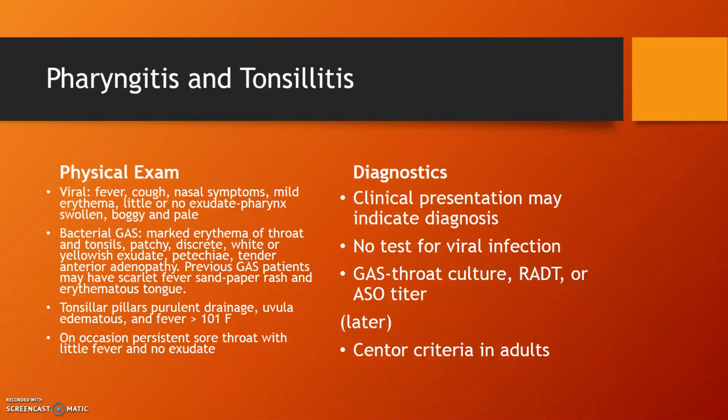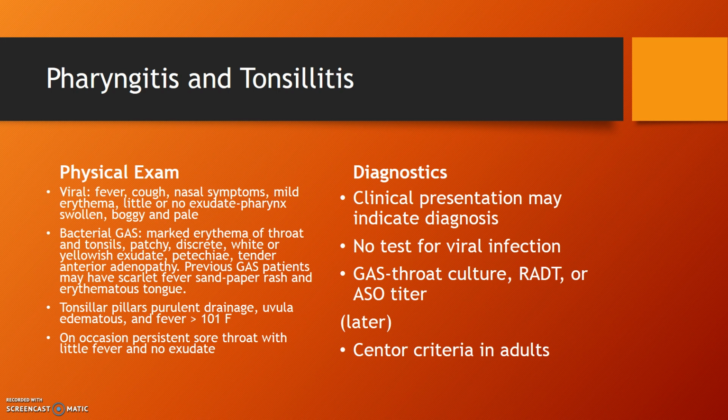So in the physical exam findings, for the virus, you might see a fever, cough, nasal symptoms, mild erythema, little or no exudate. That's a tip. The pharynx is swollen, boggy, and pale. Bacterial, particularly the GAS, is marked erythema of throat and tonsils, patchy, discrete, white or yellowish exudate. You can see petechiae, tender anterior adenopathy. Previous GAS patients may have scarlet fever, sandpaper rash, or an erythematous tongue, a strawberry tongue.